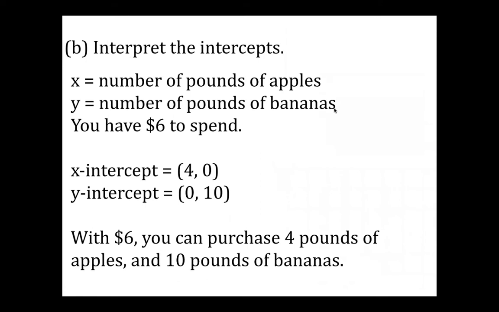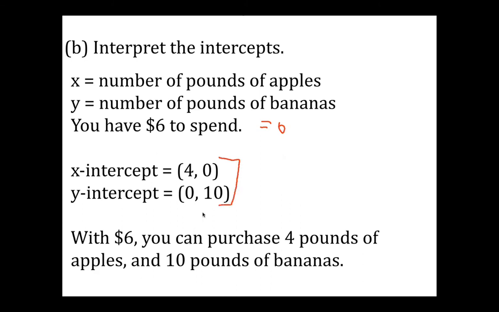So they're asking us to interpret the intercepts. Whenever you're asked to interpret anything on the graph, you're basically just stating what it means literally. So let's go ahead and break down our equation. We had x equaling the number of pounds of apples and y equaling the number of pounds of bananas. And we know that we originally had $6 to spend. And if you recall, our equation was actually set to 6. So after we graphed it, we had our x-intercept equaling 4 and our y-intercept equaling 10. We're going to go ahead and interpret these two values.